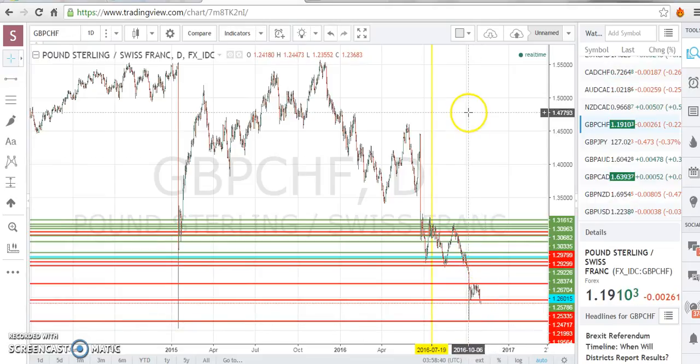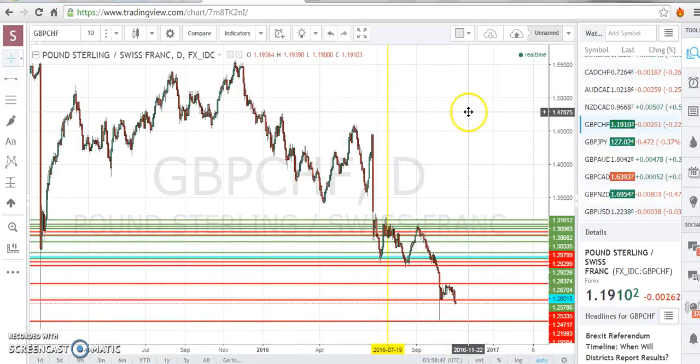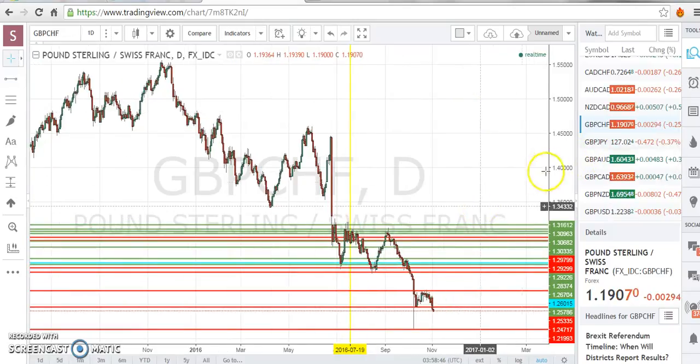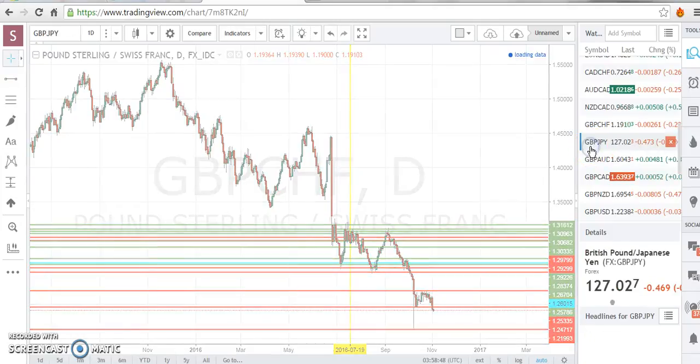All right. Now, like I said, it may not happen anytime soon. It may happen at the end of this year. But when it does happen, it's going to be a nice move. That's the same thing for all the GBP pairs.